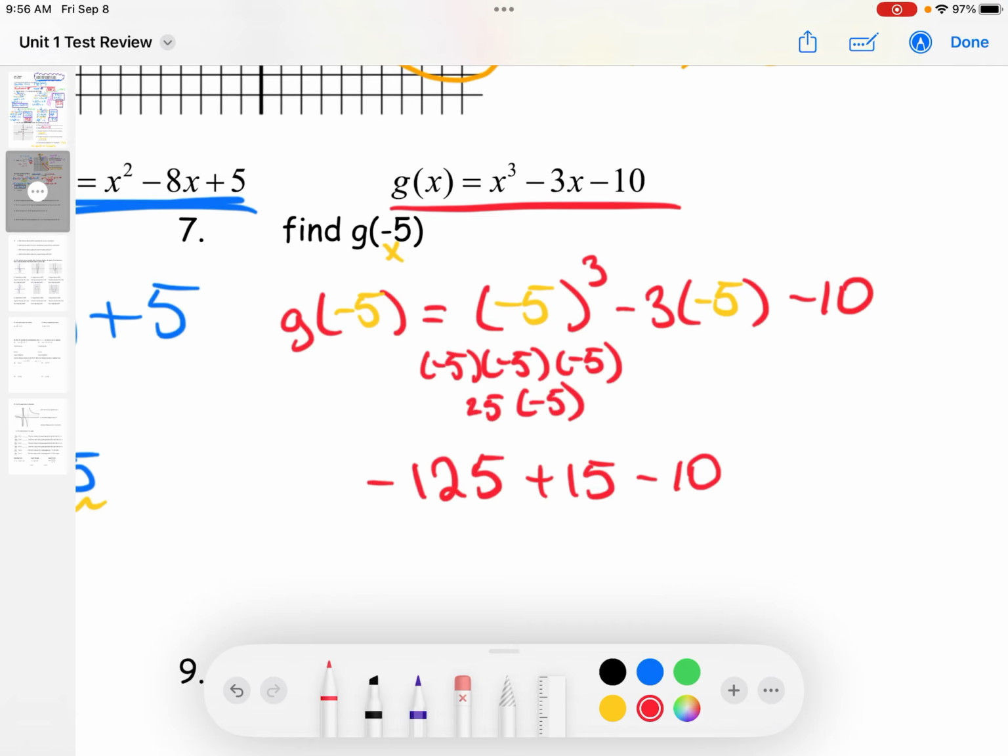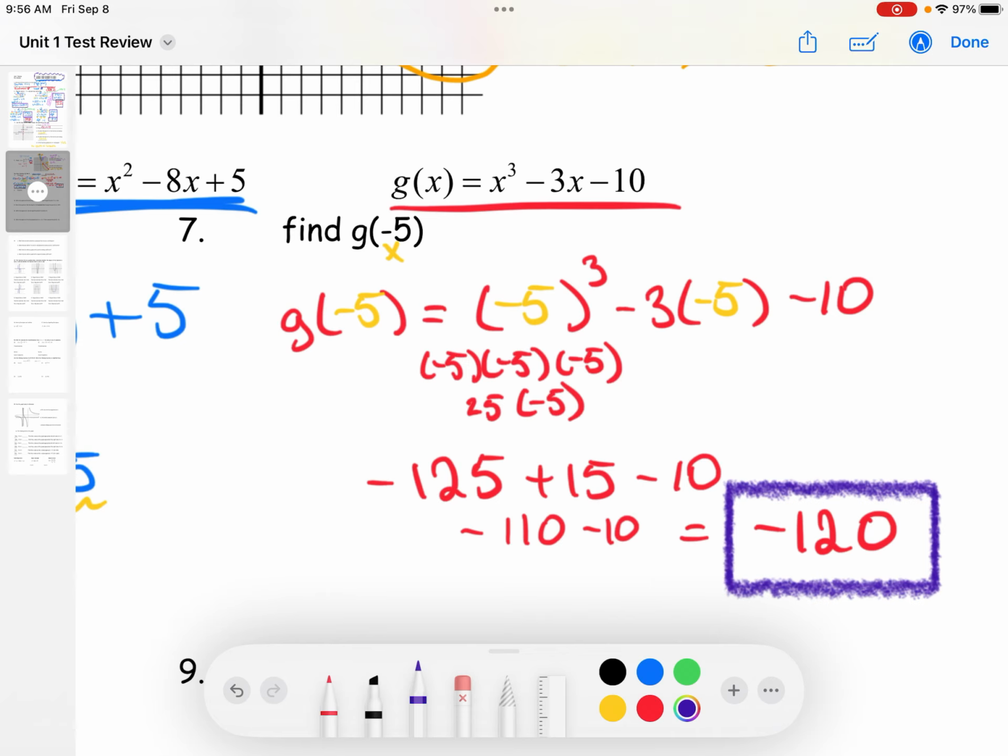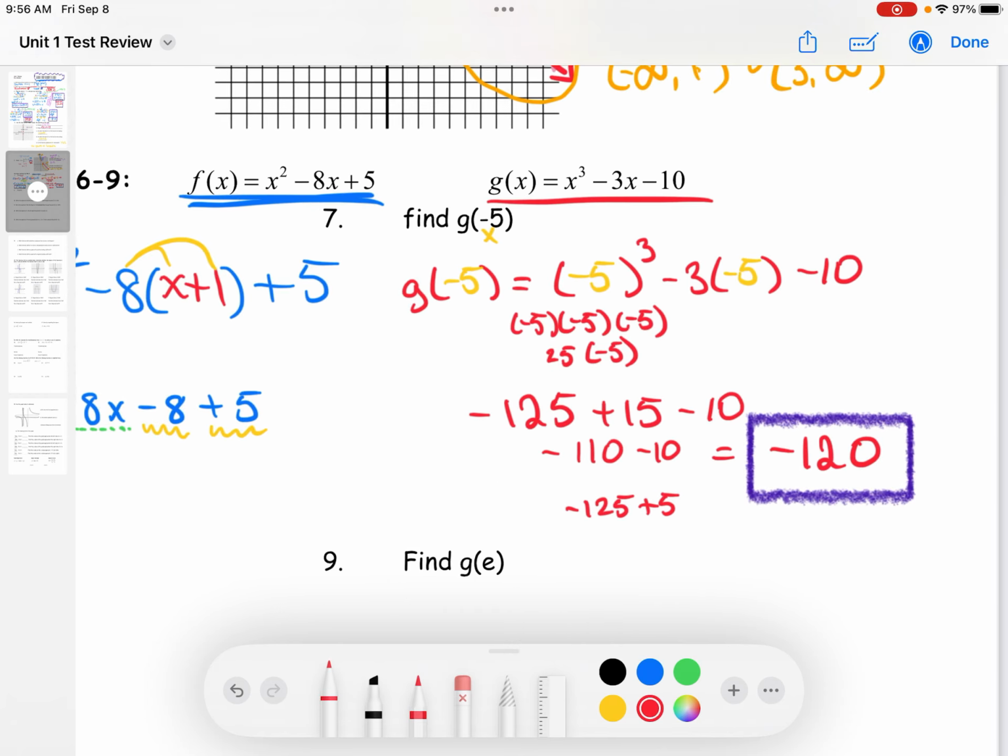Negative 125 plus 15, that's negative 110. And then we subtract a 10, and that is negative 120. If it helps, you can do 15 minus 10 first. So you'd have negative 125 plus 5, giving us that negative 120.